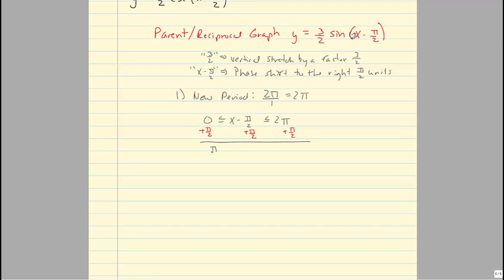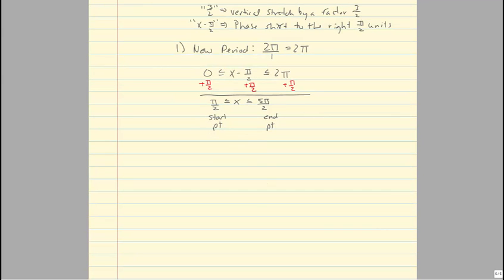So the interval I'm looking at is pi over 2 is less than or equal to x is less than or equal to, so if I found a common denominator, this would be 4 pi over 2 plus pi over 2 would be 5 pi over 2. So these are my start and my end points. So for my start, I have pi over 2, and for my end, I have 5 pi over 2. Now next what I want to do is I want to take this interval and split it into quarters.